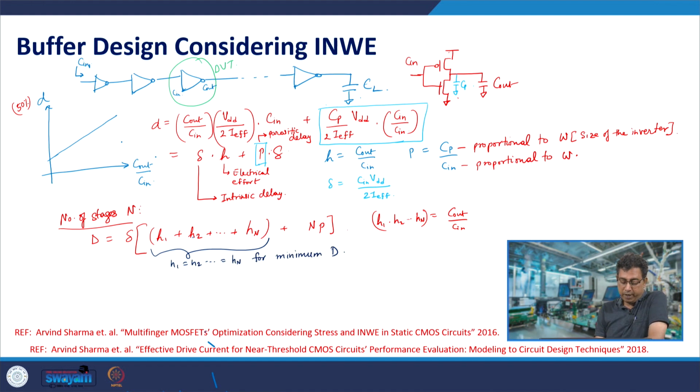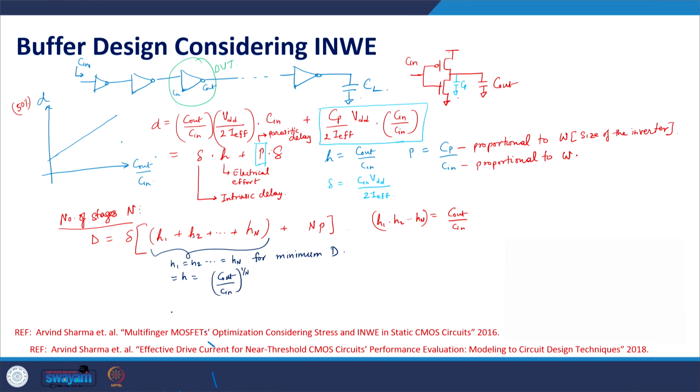So, what does that mean? That means that all these H are equal, and they are H, and that is C out by C in to the power 1 by capital N. This is for a fixed number of stages n.